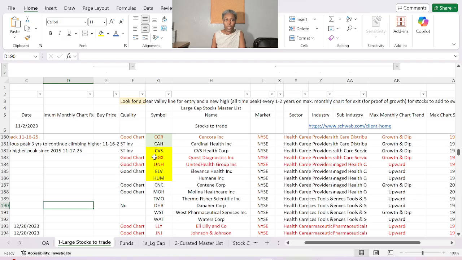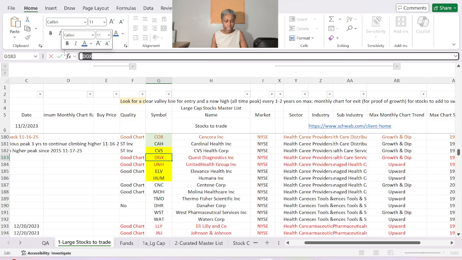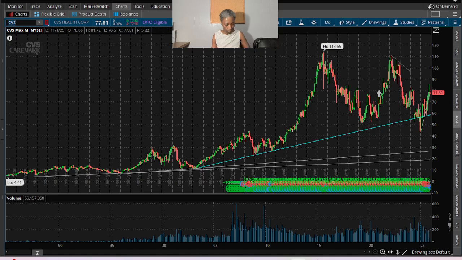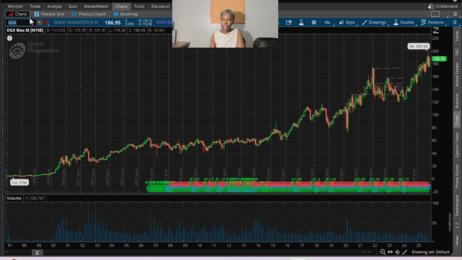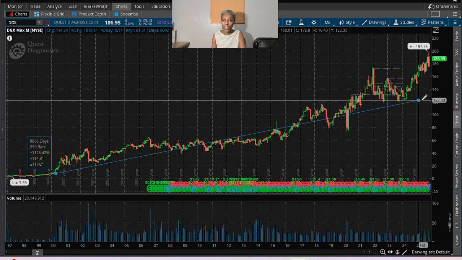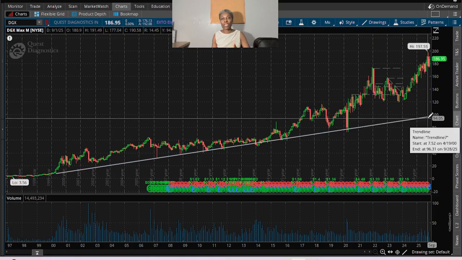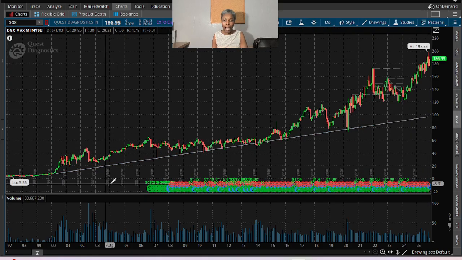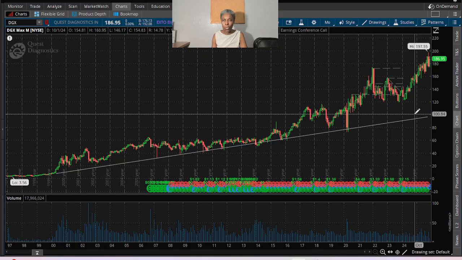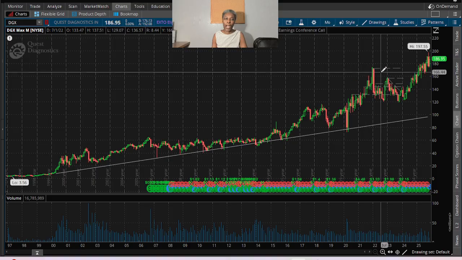Okay, so the next one is DGX. Good. So when you see things like this, you'll wonder, why would you be putting CVS in your list? So this, you can see the growth. Without even tracing any line, we can see it's growing. We are having higher valleys, higher lows, and we are having higher highs.